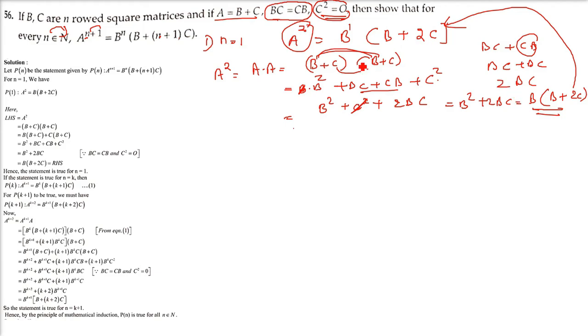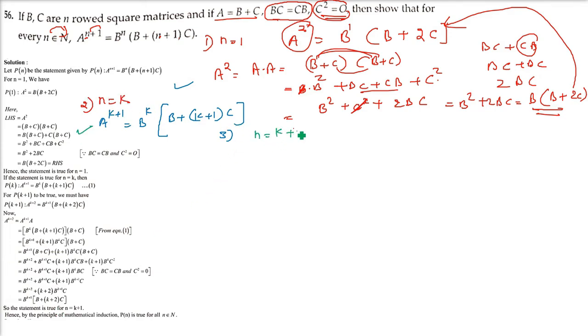Now the next step is we assume it to be true for n equals k. So wherever n is there, just put k. So A raised k plus 1, B raised k, and B plus k plus 1, C. We assume this to be true. And if it is true, we need to show that everywhere when k is k plus 1, it is also true. If k is true, k plus 1 is true, then it is true for any value which you choose.